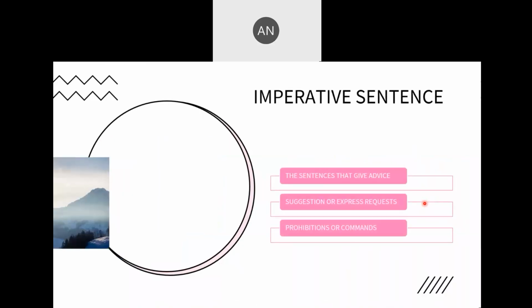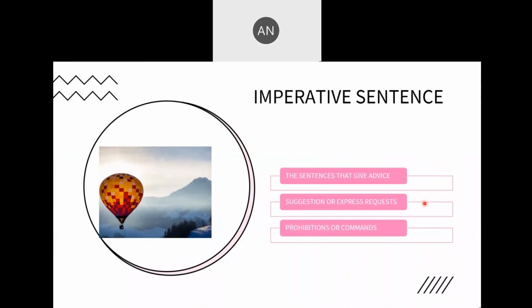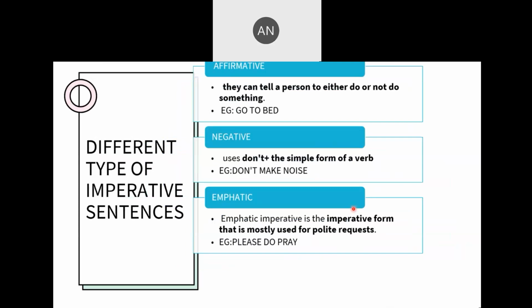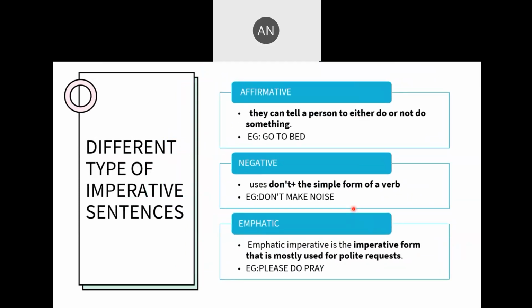Imperative sentence. An imperative sentence can be of three varieties: advice, request, and command. Affirmative: they can tell a person to either do or not to do something. Go to bed. Negative: don't plus the simple form of the verb. Don't make noise. Emphatic is the imperative form that is mostly used for polite requests. Please do pray.